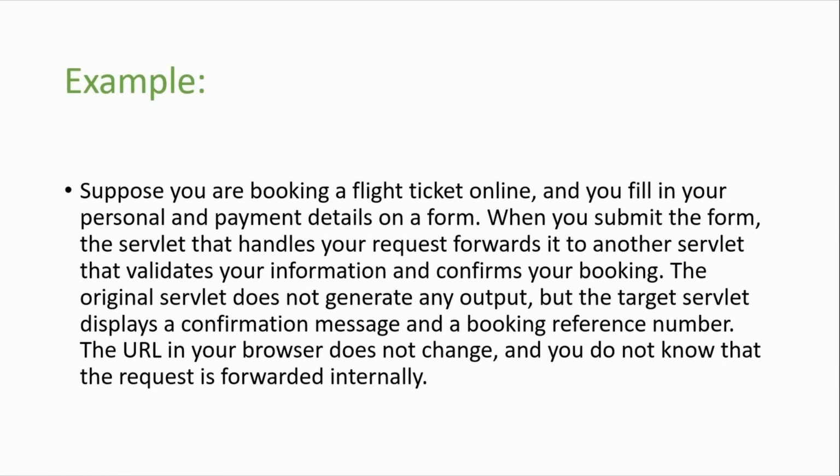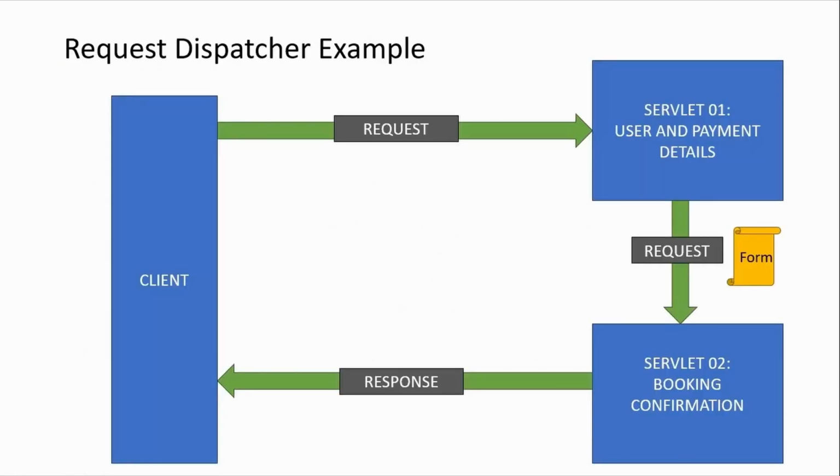Now let's see what this means. So imagine you want to book a flight ticket and you make a request to do so, and you have to fill a form to book a ticket. That form contains information like user email, user address or things like that, right? And servlet 1 is the one that is taking your request, that is accepting the data in your form.